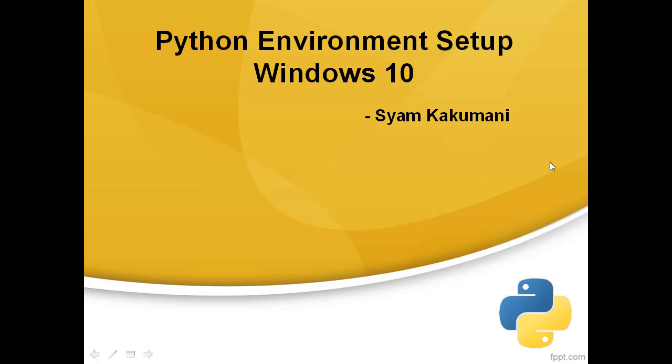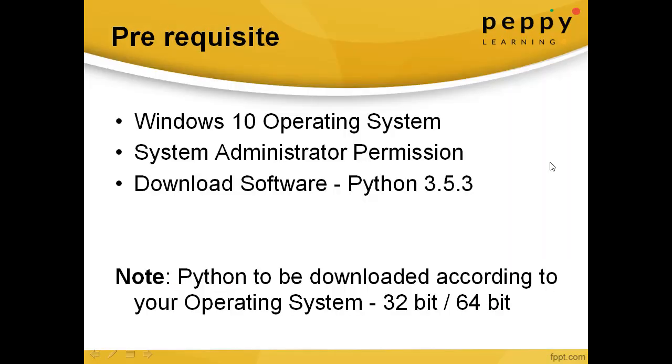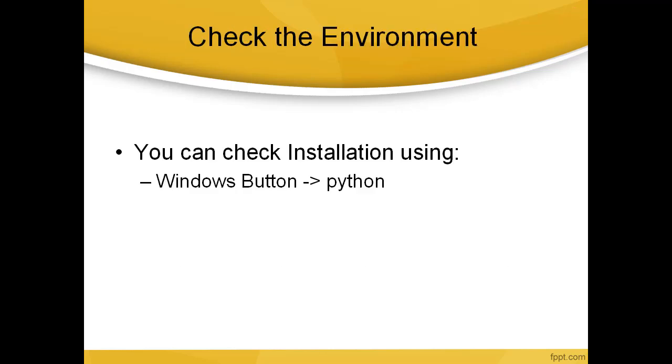Using this video, you're going to learn about Python environment setup in Windows 10 operating system. Prerequisites are Windows 10 operating system, system administrator permission. You should have downloaded Python 3.5.3 software according to your operating system, which is 32-bit or 64-bit.